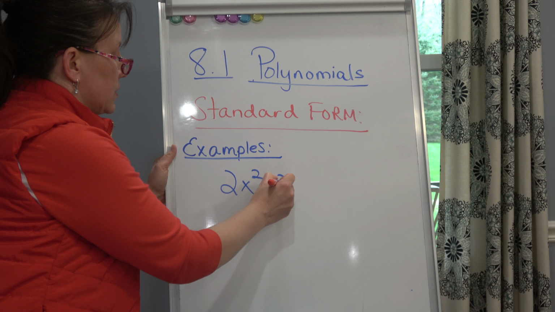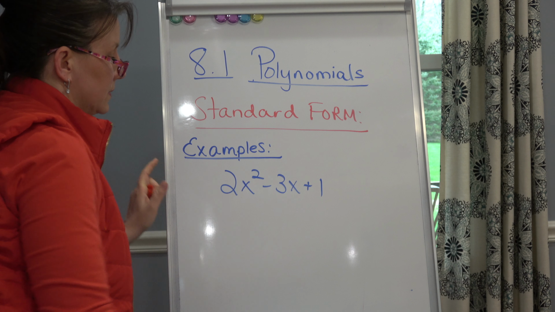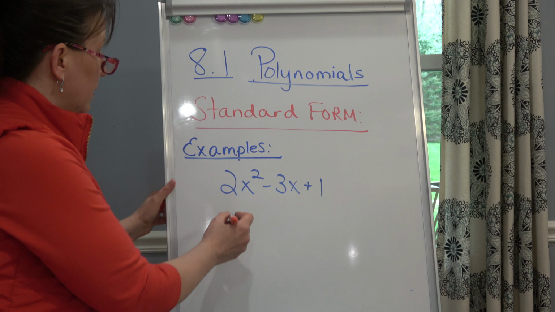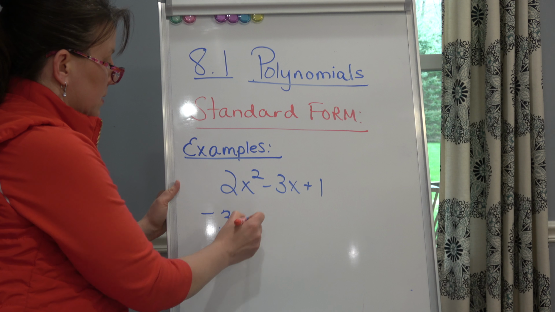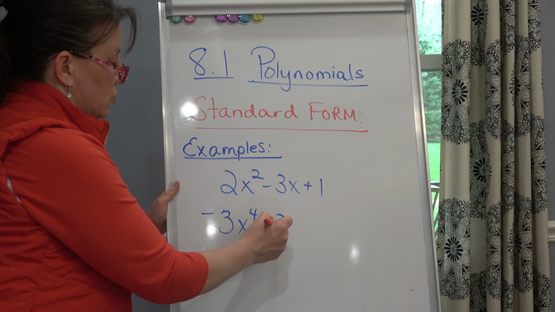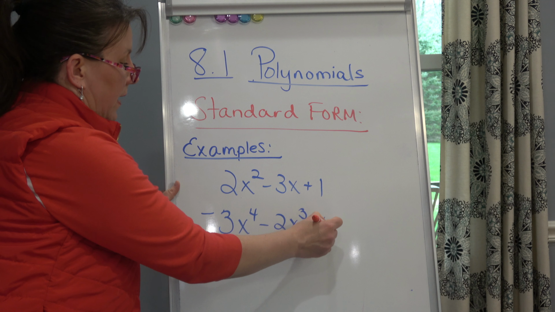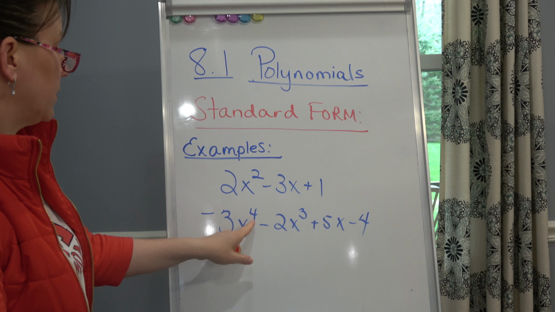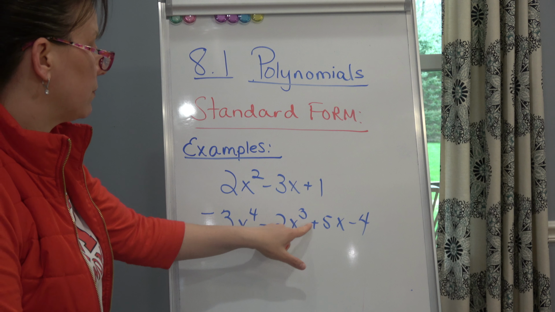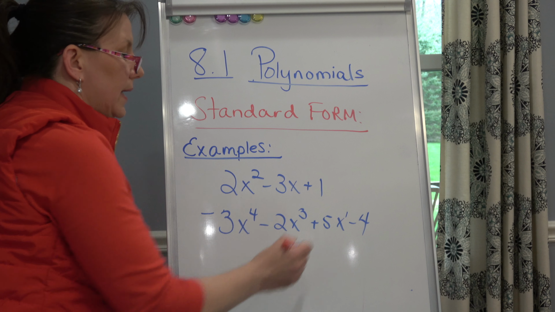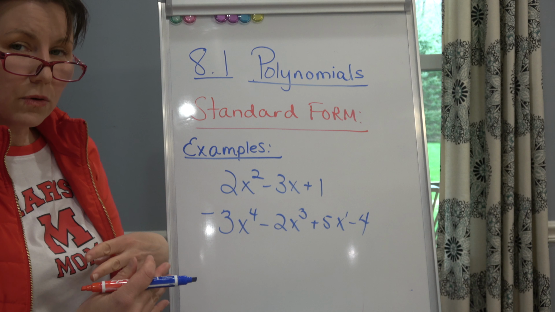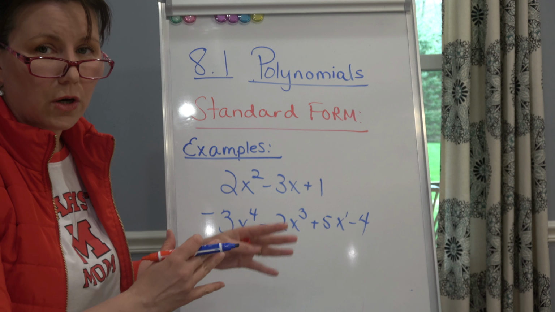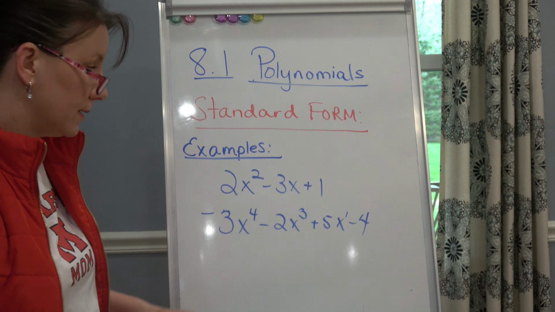2x squared minus 3x plus 1. See how it goes down? 2, 1, degree 0. Negative 3x to the fourth minus 2x to the third plus 5x minus 4. See how the exponents go down, 4, 3, right? And if it's not in that order, you can move the terms around. Okay, just be careful. Make sure the coefficient and its sign goes with it, right?